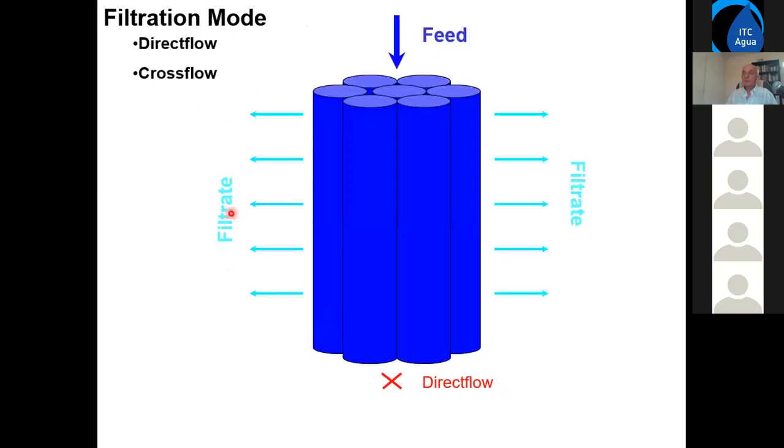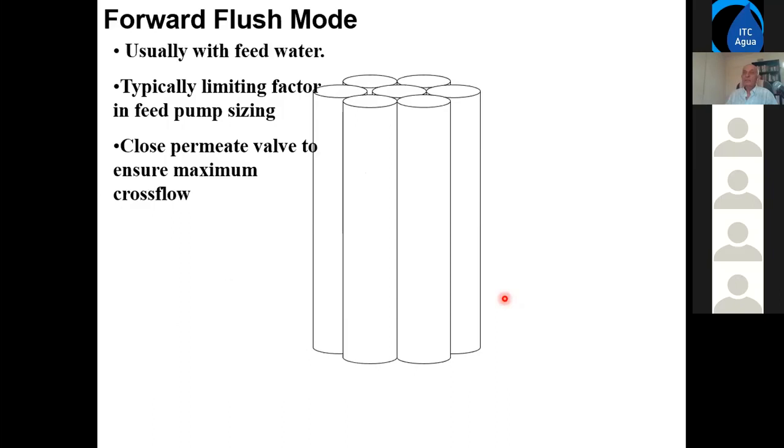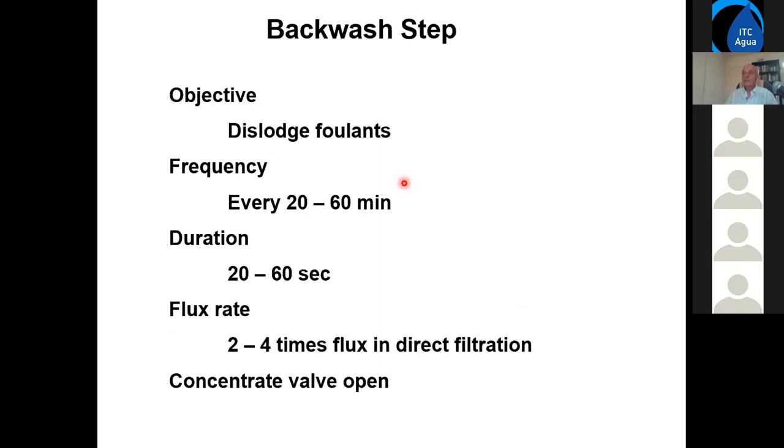Okay, so this is the feed, the concentrate valve is closed and producing filtrate. Intermittent forward flush is like a sweeping operation that we open for a very short period of time, 10, 20 seconds, and let the water flush at high velocity. Because it's capillary tubes, the velocity can be high. It is not like RO, where the cleaning did not remove particles. Here, the flushing can remove particles. Okay, so this is forward flush.